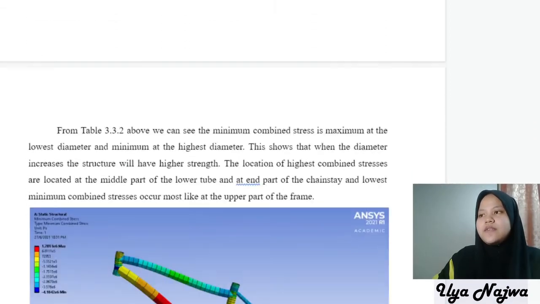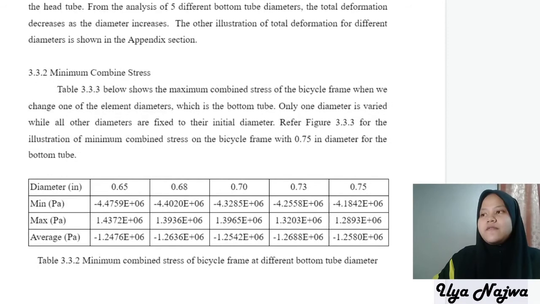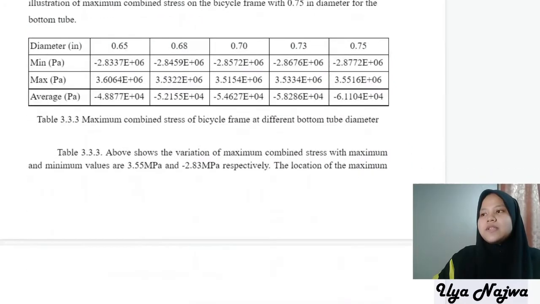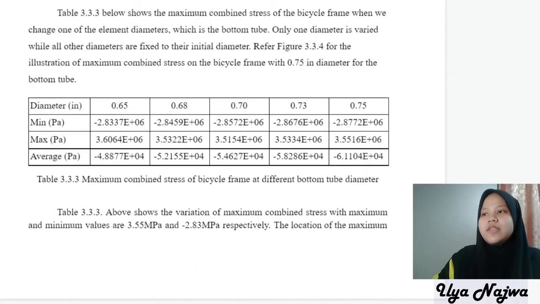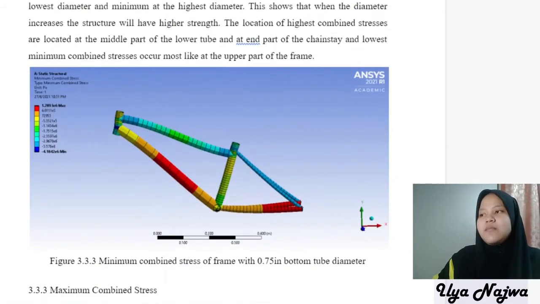As we can see from the table, when we increase the diameter of the frame or the bottom tube, the minimum combined stress will decrease, and the maximum combined stress will also decrease. From the illustration, the minimum combined stress occurs largest at the center of the bottom tube at the front and the end of the lower back tube.